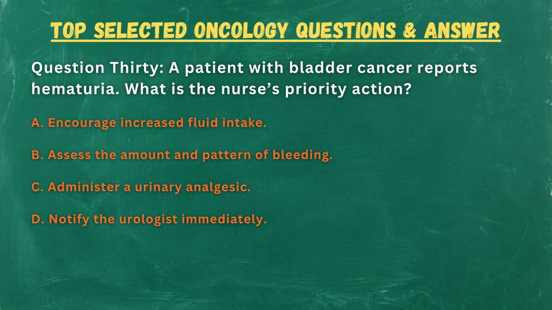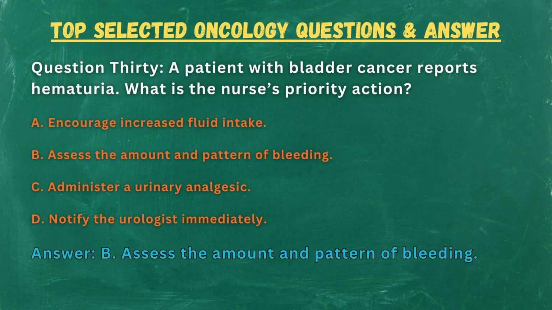Question 30. A patient with bladder cancer reports hematuria. What is the nurse's priority action? A. Encourage increased fluid intake. B. Assess the amount and pattern of bleeding. C. Administer a urinary analgesic. D. Notify the urologist immediately. Answer: B. Assess the amount and pattern of bleeding.